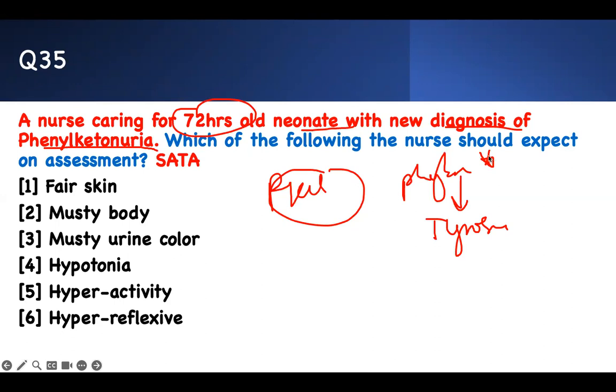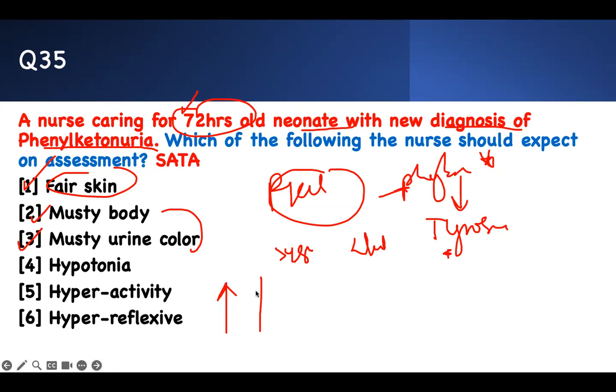Which of the following should the nurse expect? We do this test after birth, and it should be done after 48 hours but before 1 week. So 72 hours is fine. When we test and they have this problem, this is what we see: fair skin. Fair skin is because of the lack of tyrosine. They will have a musty body odor and musty urine because of the buildup of phenylalanine.